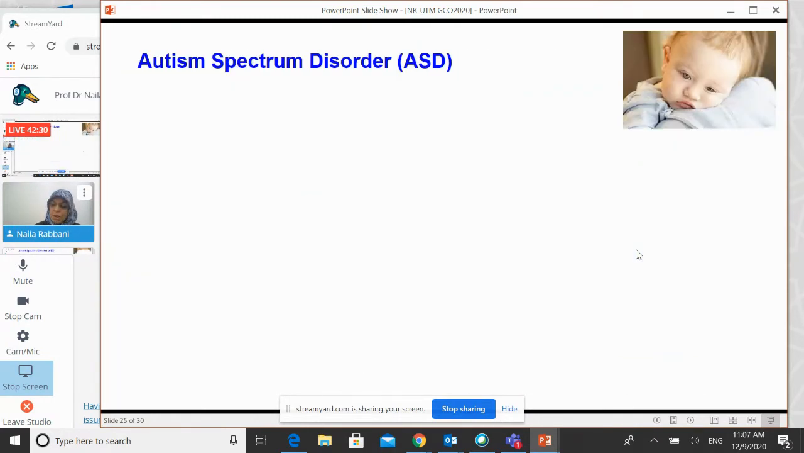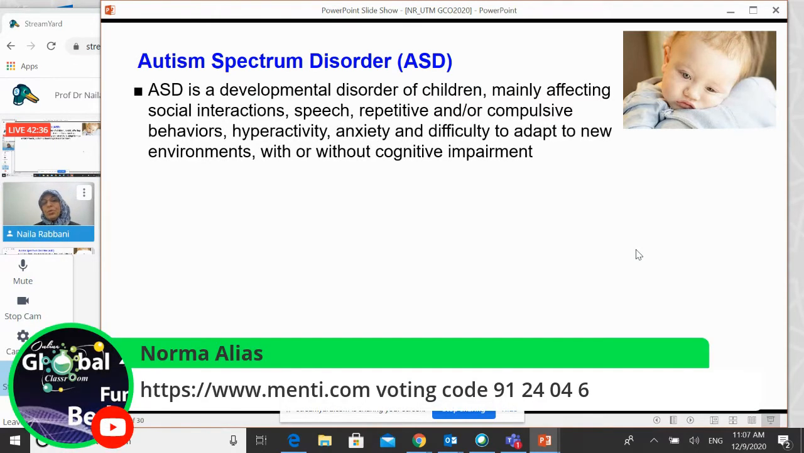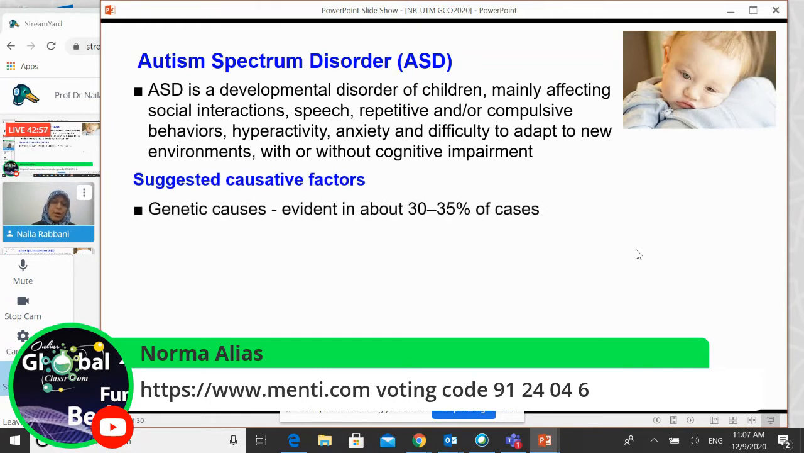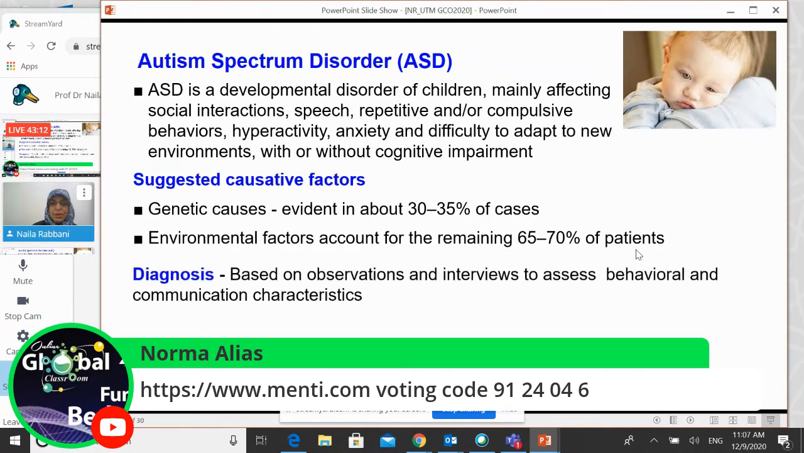Next, we wanted to look at autism. Autism is another condition. It's a developmental disorder of children, mainly affecting social interaction, speech, repetitive and compulsive behavior, hyperactivity, anxiety, and difficulty adapting to new environments, with or without cognitive impairment. So what causes this? The suggested causative factors are genetic, but it is only evident in about 30 to 35% of the cases. The rest, environmental factors, account for the remaining 65 to 70% of these children.